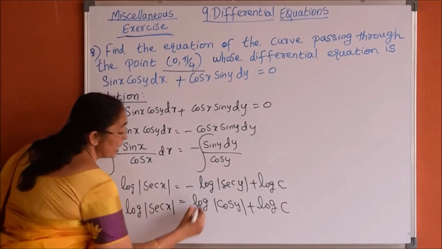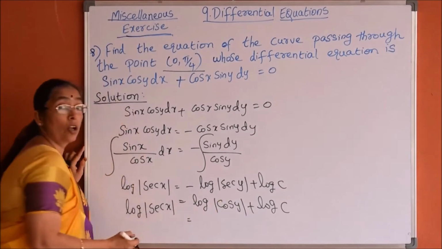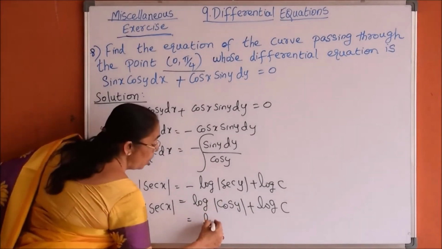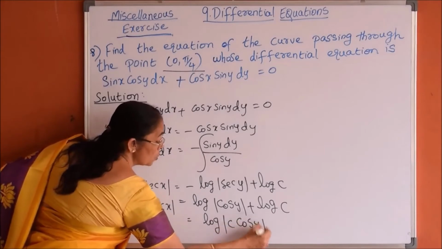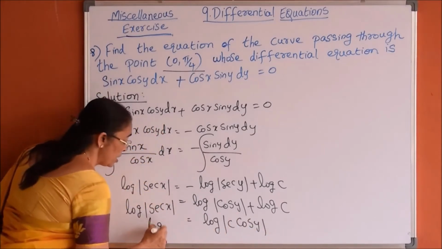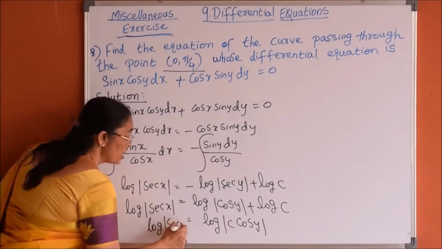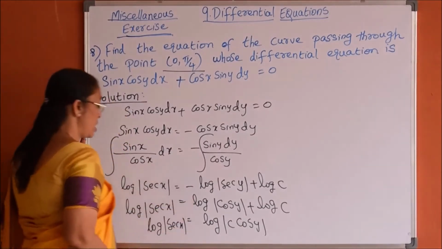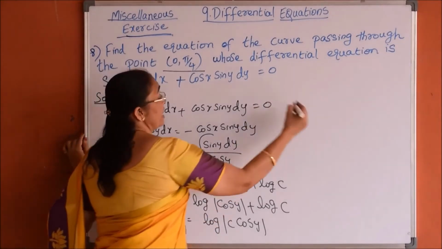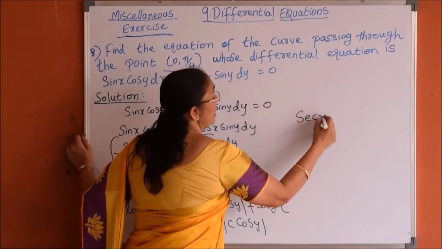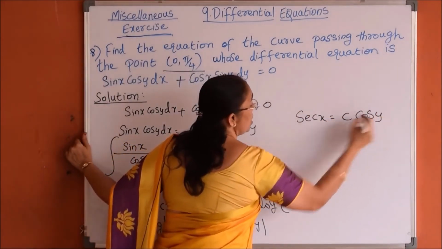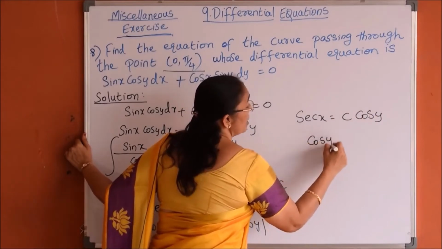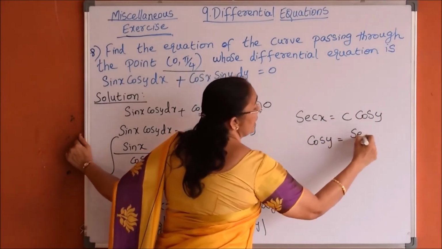So, this side it will become log a plus log b formula, which is log of ab, log c into cos y. Log mod secant x is equals to log mod c cos y. Log function will get cancelled on both sides. We will get secant x is equals to c cos y, or cos y is equals to secant x divided by c.